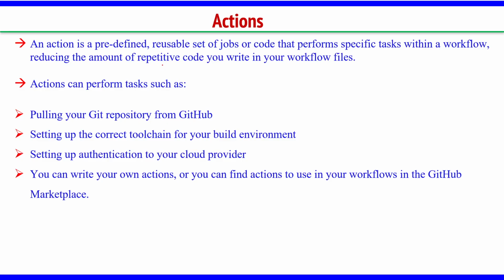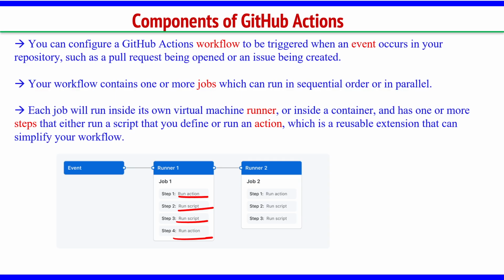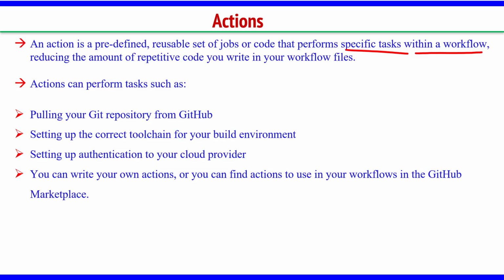Then we have something called actions. What is an action? An action is a predefined reusable set of jobs or code that performs specific tasks within a workflow, right? If I just go back here, each job will run in a runner and each job has multiple steps. In a step, it could be either run a script or run an action. So what is this action? It's a predefined reusable set of jobs or code that performs specific tasks within a workflow, reducing the amount of repetitive code you write in the workflow files.